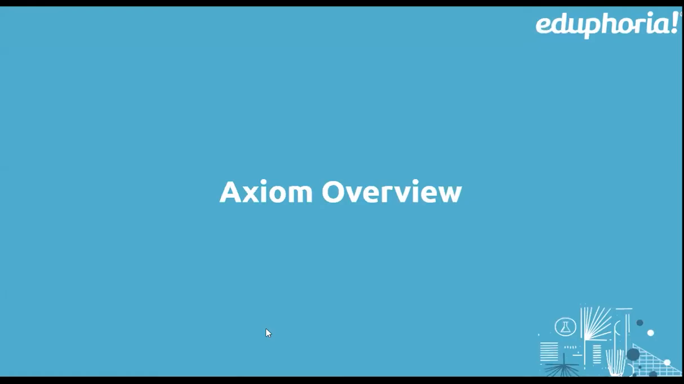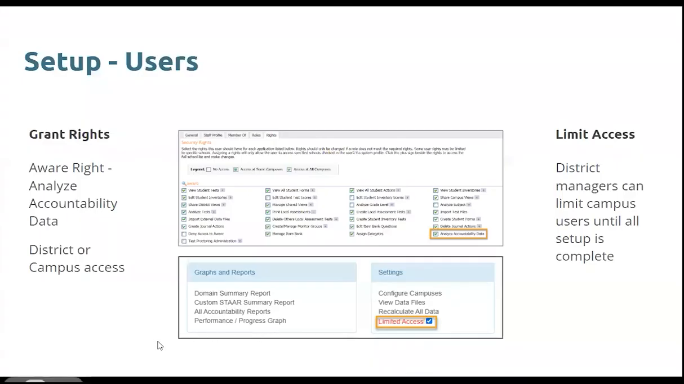All right, so I'm going to run you through the steps. First of all, what is in Axiom, and a little bit about setting Axiom up. So that's going to be the bulk of the rest of this webinar. For starters, setting up Axiom, there is a right for Aware called Analyze Accountability Data.